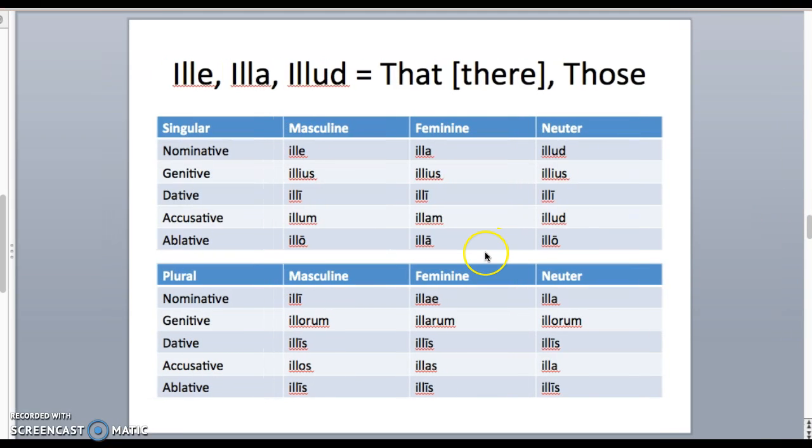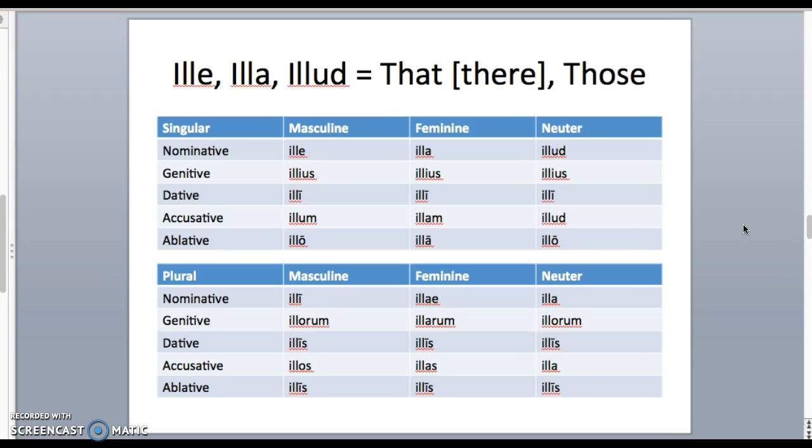All right. So now that we've learned hic, haec, hoc, which means this or these in the plural, we're going to jump into the other most common demonstrative in Latin, which means that or those.